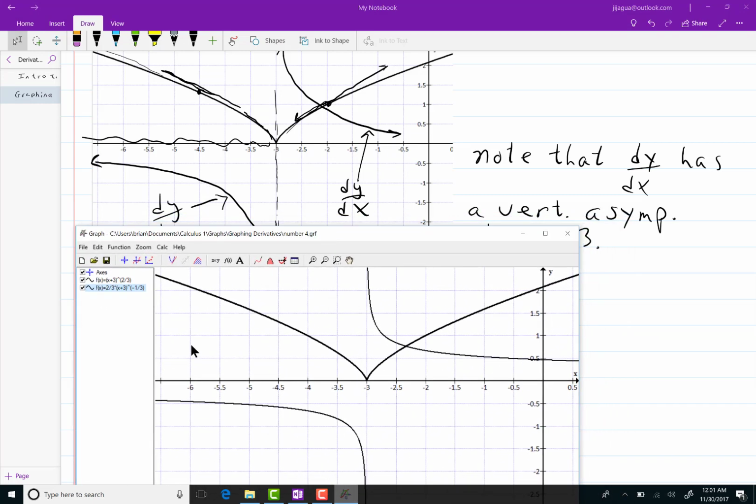So follow my mouse pointer, you can see this is the left piece of the graph of the derivative, and it matches sort of the left piece of mine. And then here's the right piece that seems to match mine. Notice that it stays positive the whole time because this function is increasing. To the left of -3, it stays negative the whole time because the original function is decreasing.